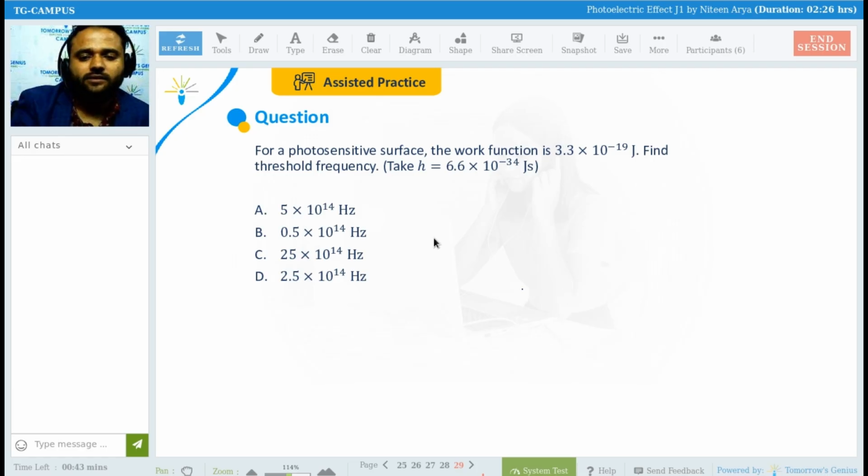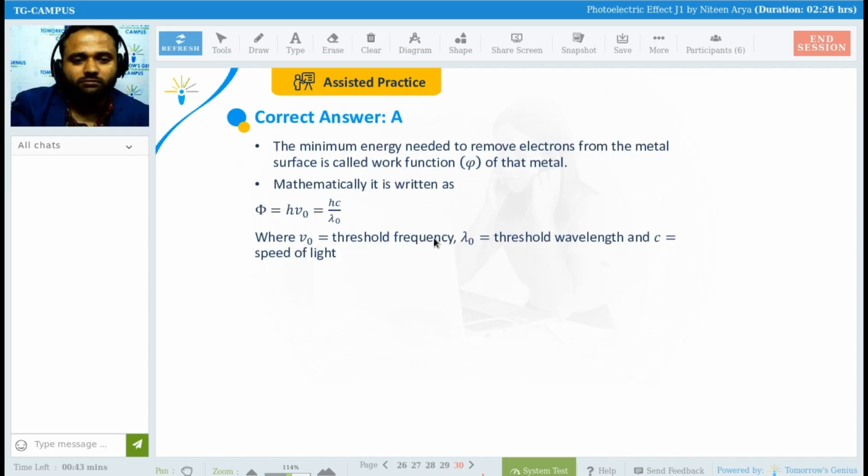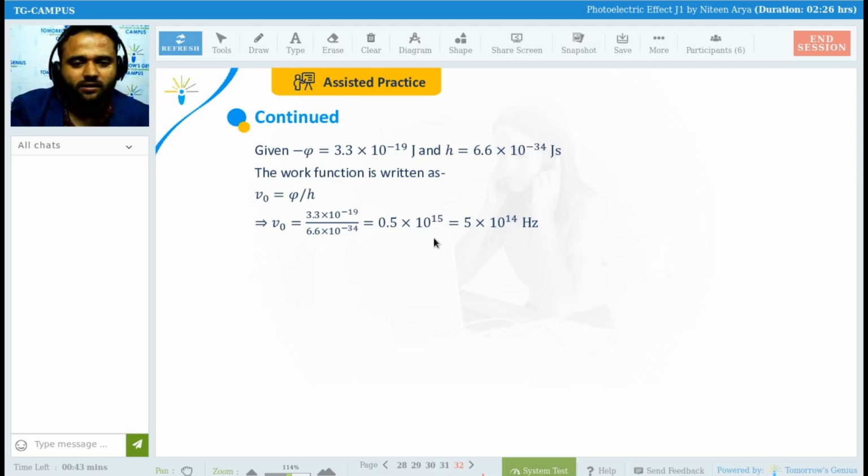It is very easy. Work function W is 3.3 into 10 to the power minus 19 joule, and that is what we need to find the frequency. So h nu naught, you need to find this. So nu naught, beta, is nothing but work function upon h. So 3.3 divided by 6.6, that is 0.5, and that is 5 into 10 to the power 14. This is the same page, and this is the equation. So that is the correct answer, you see.